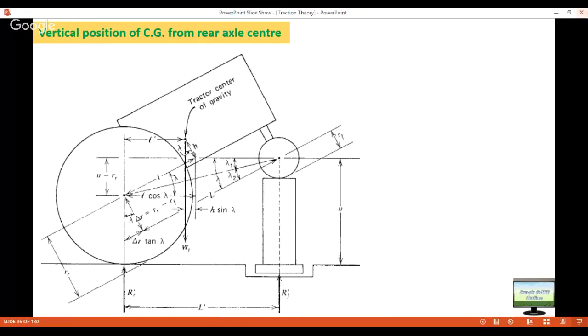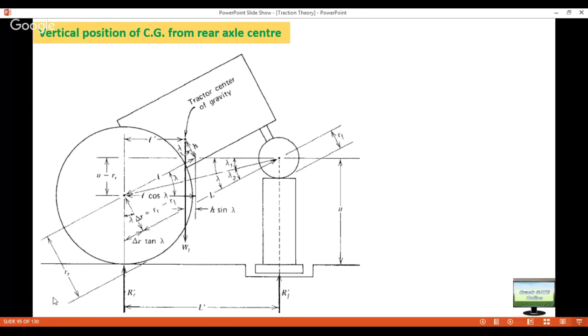Actually the wheelbase will not change, because once you have lifted the tractor, this is your actual wheelbase: from the rear axle center line up to this front axle center. So this is your actual L, but this horizontal distance is now L dash.